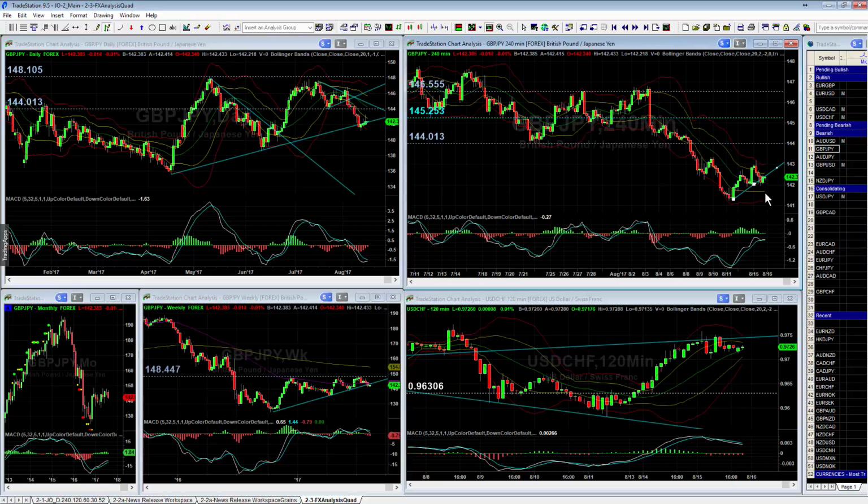If we make a move down now and break through this previous low here, then we could see further movement lower, but it looks like it wants to go higher with the bullishness that we see here. We're still watching that weekly trend line for a possible break lower.